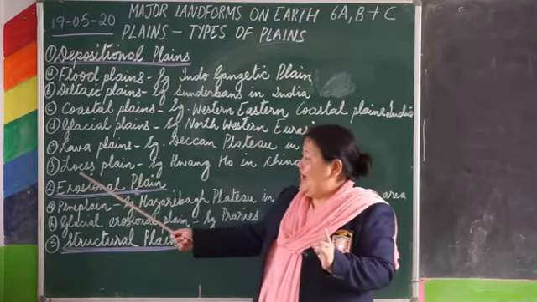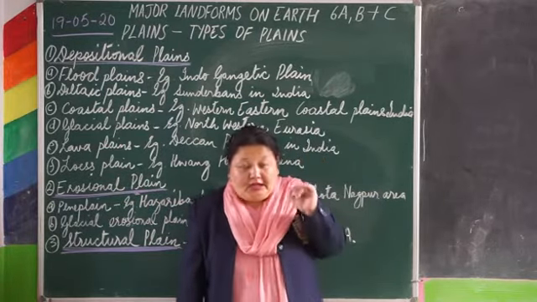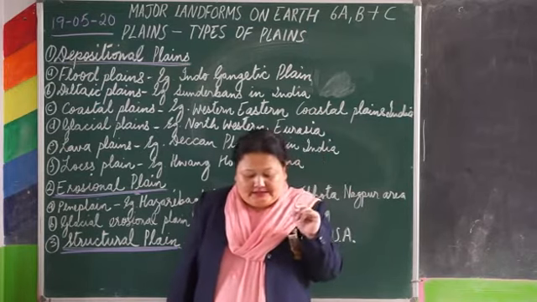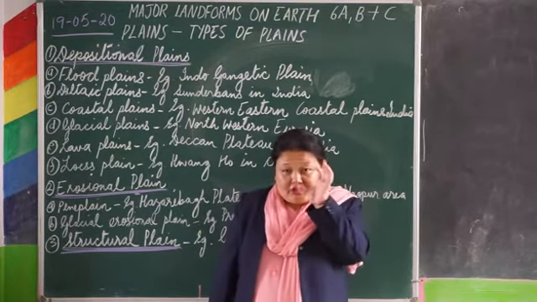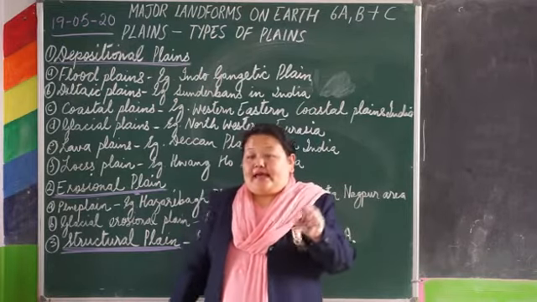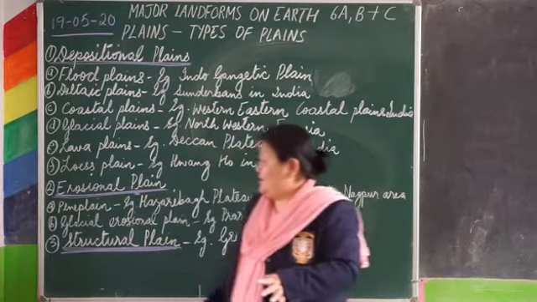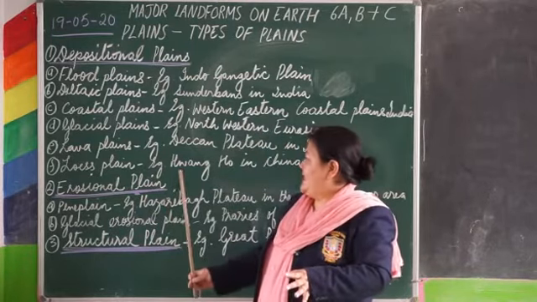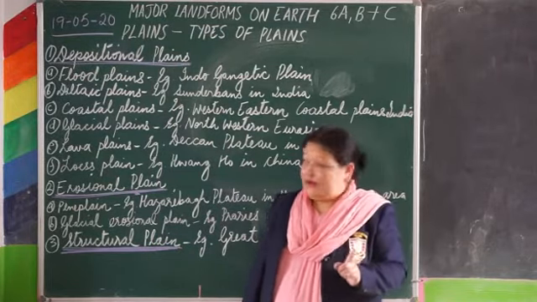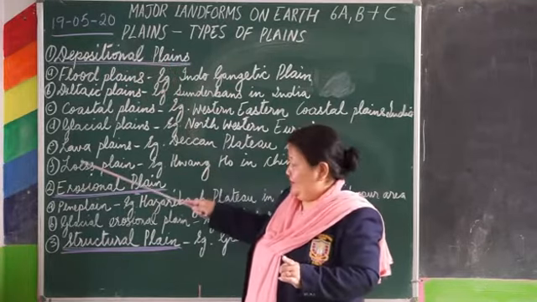And then you have your loess plains. So what are loess plains? The winds carry fine particles of loess, those are small particles from the deserts and barren land, and deposit them somewhere else. So this forms your loess plain. Example, the Hwang Ho in China is formed in this way, okay. So these are your depositional plains.